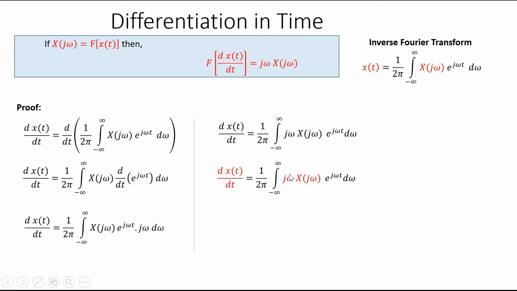If you compare this and this, X(jω) is the Fourier transform of x(t). Similarly, the Fourier transform of d by dt of x(t) is jω X(jω). So we can write the Fourier transform of d by dt of x(t) is jω X(jω), hence the proof. In general, this is only a first order differentiation. If you differentiate n times, d raised to n by dt raised to n of x(t), you can extend this result as (jω) raised to n times X(jω).